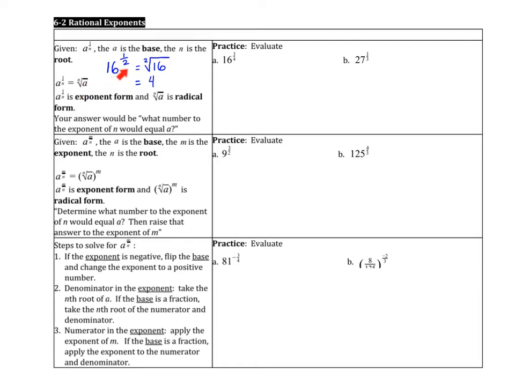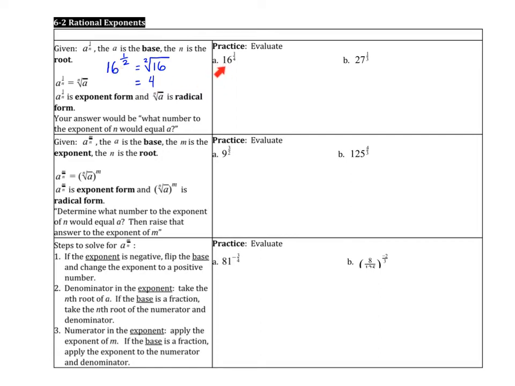So a root is sort of the opposite of an exponent. A root means what number to this exponent, which in this case is 2, would make 16. So if it was a to the 1 over n, you are looking for what number to the exponent n makes a. So again, the 2 in this case, or the n, whatever the denominator is, that is not an exponent, that is a root.